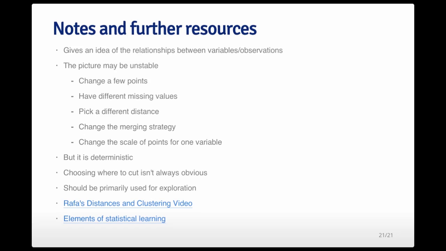One nice thing about hierarchical clustering, at least the algorithm discussed here, is that it is deterministic, so there's no random starting point, there's no randomness in it. If you run it once, and with the same parameters and the same data, it will give you the same picture.